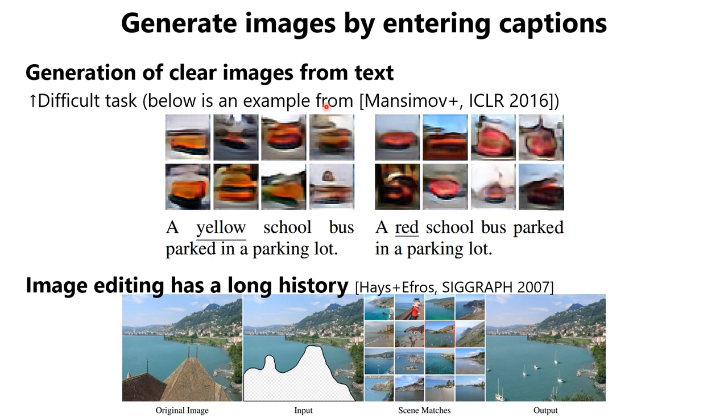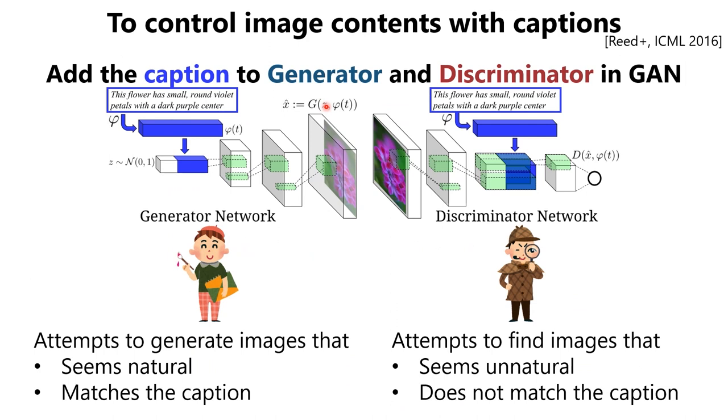This was such a difficult problem at first that it was presented at ICLR, the top international conference on deep learning. Of course, image editing has been studied at international conferences on computer graphics and the like before, but it was difficult to generate a new image from scratch. The first step in image generation is the use of GAN.